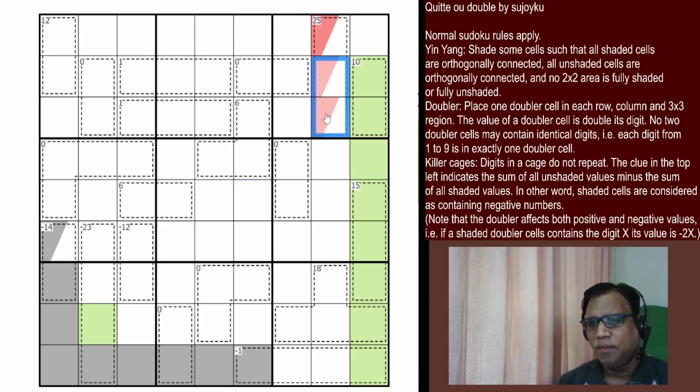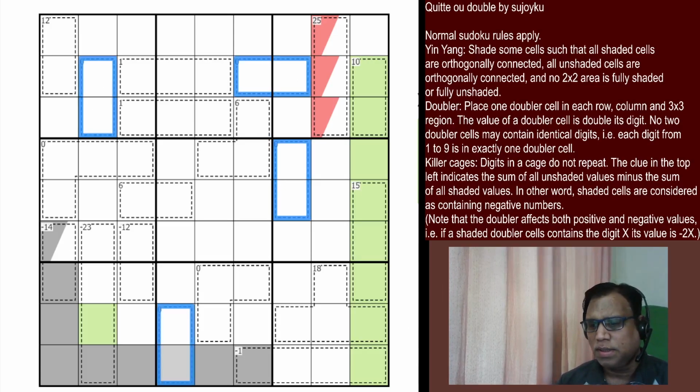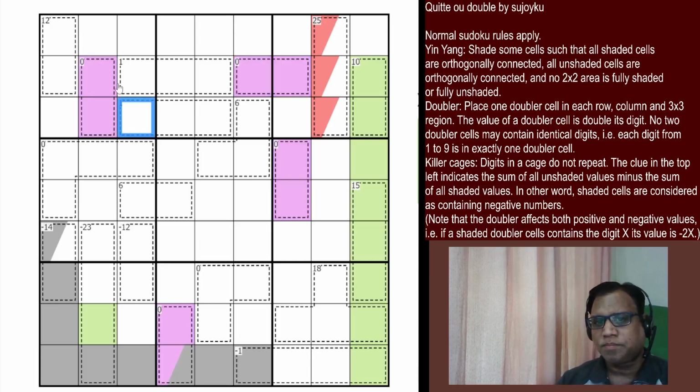That could be negative. We don't know. Something is going on with this zero. There are four zeros, I noticed that. These four zeros, and these all have two cells. Now, clearly zero means, let's take an example of this, one of these must be shaded and one of these is unshaded. Otherwise, zero is not possible.